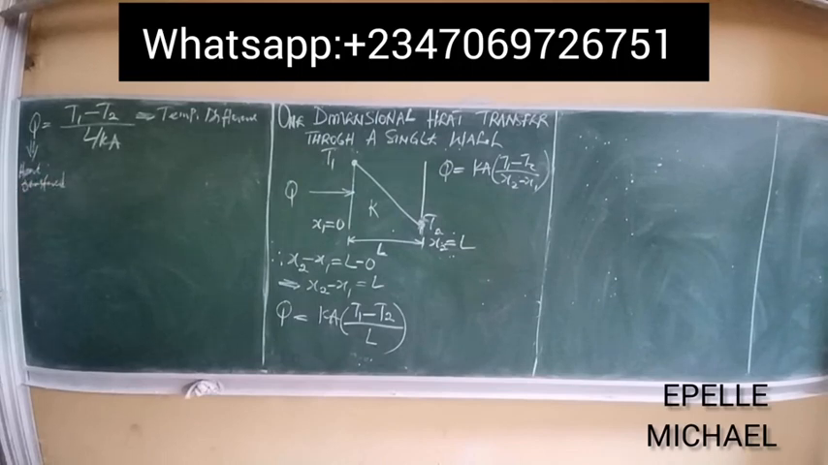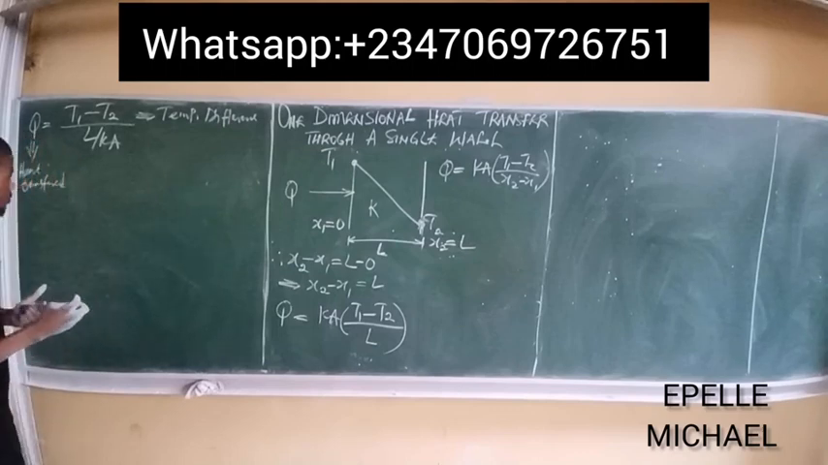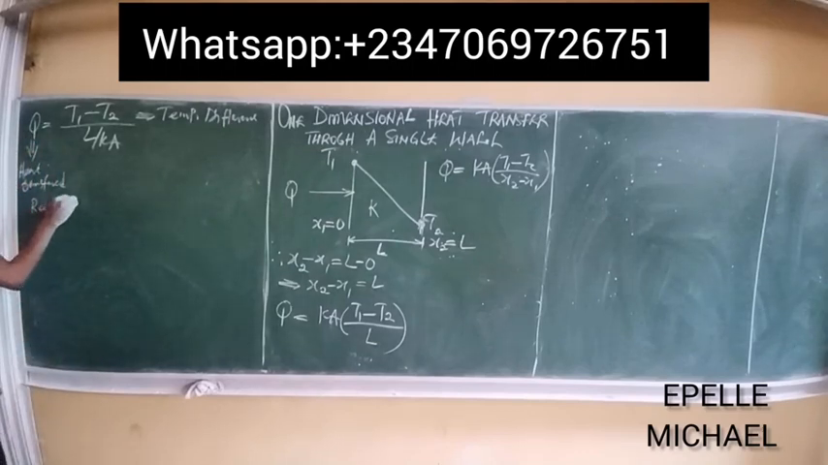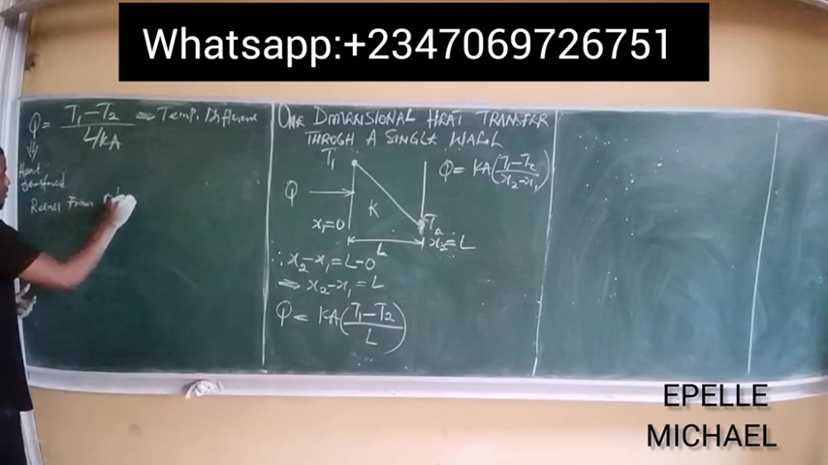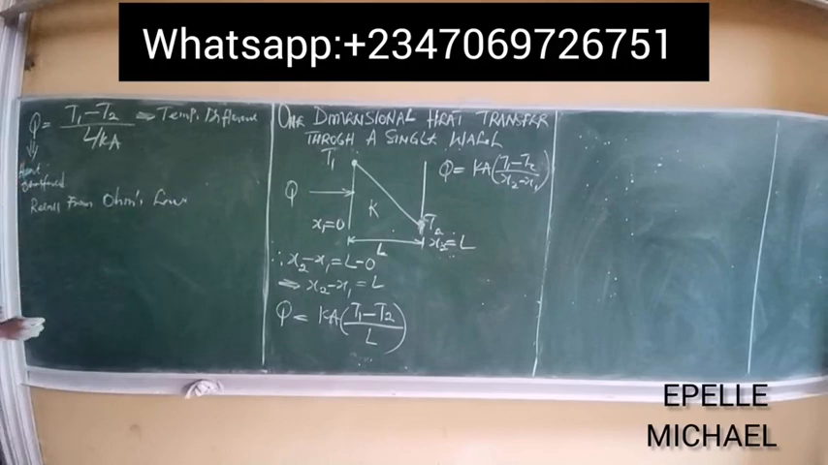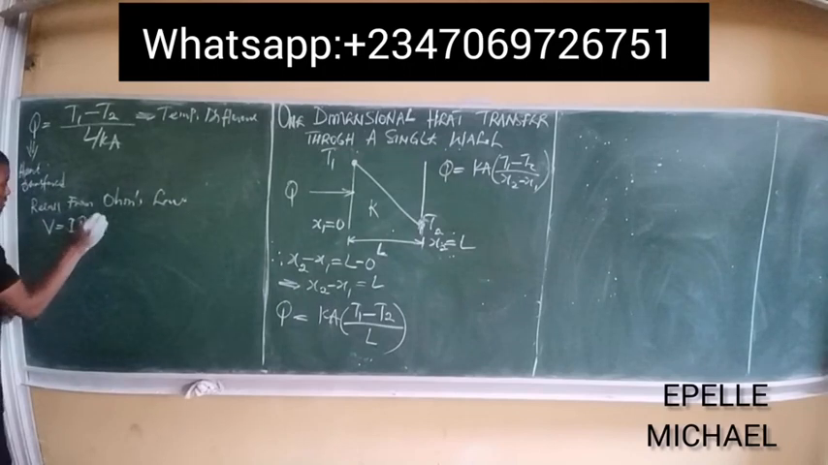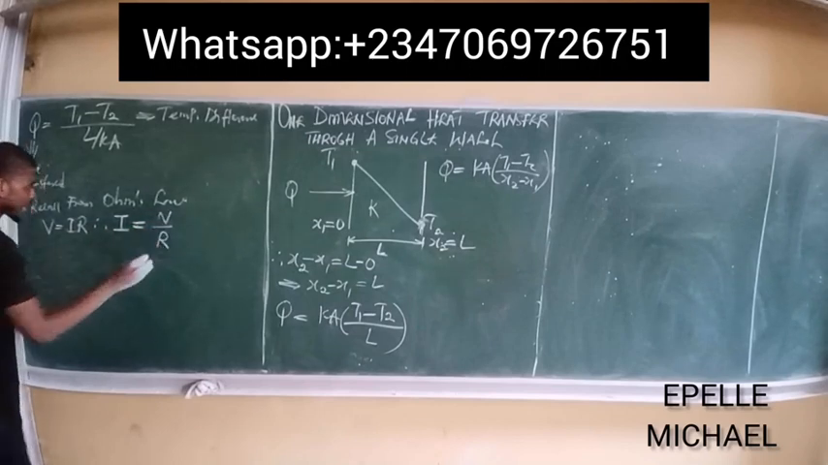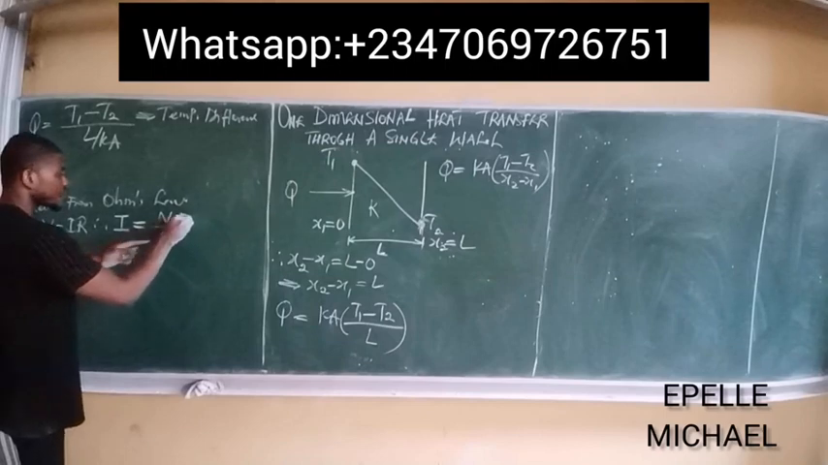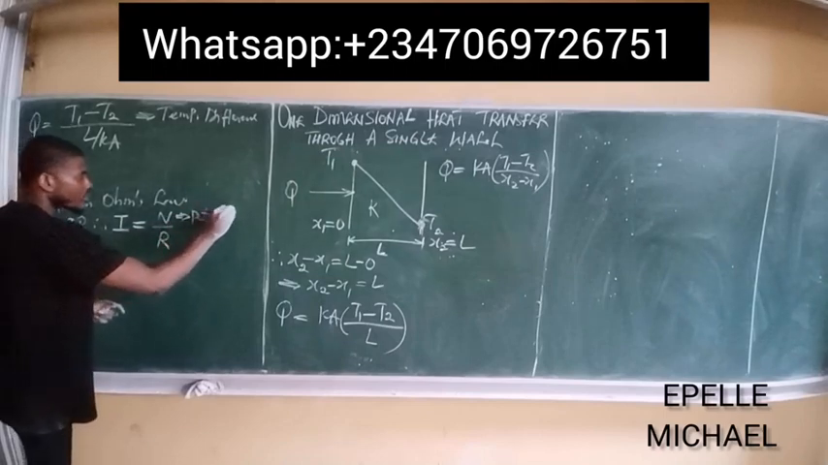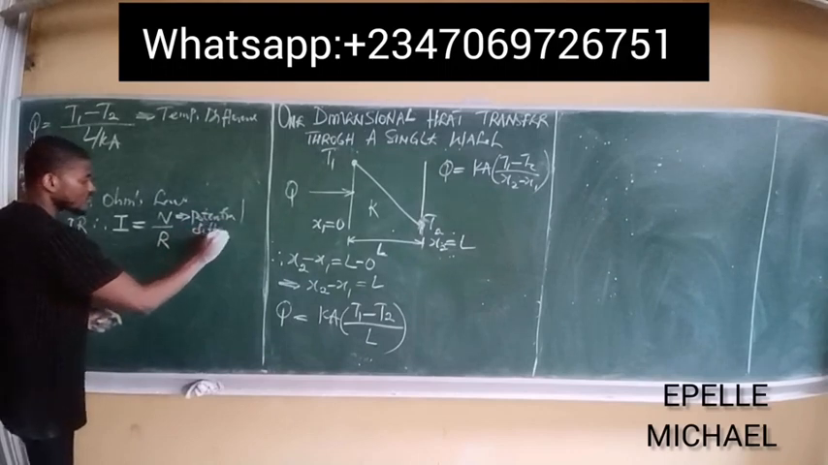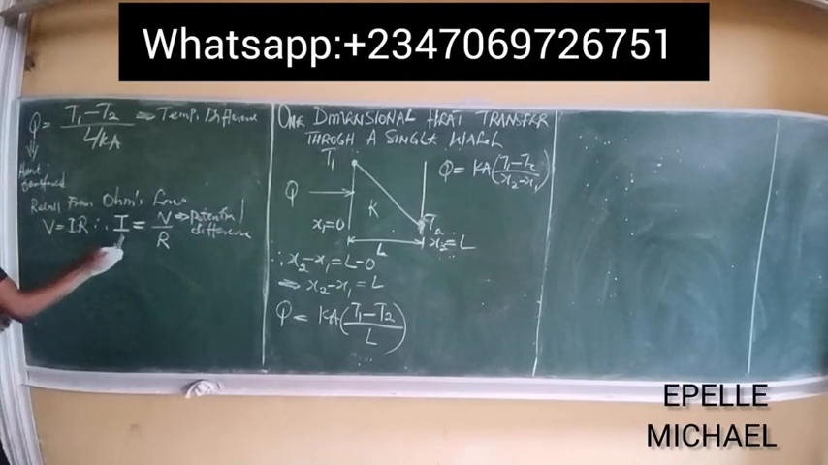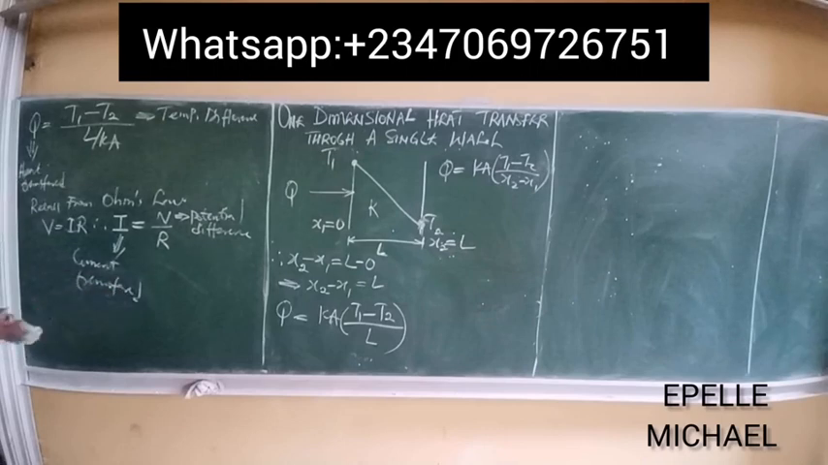So if we compare this to the electrical analogy, recall from Ohm's law, we have that V is actually IR, and therefore we can make current the subject of the formula, and we'll obtain I to simply be V all over R. We call V the potential difference, and we call I the current transferred.